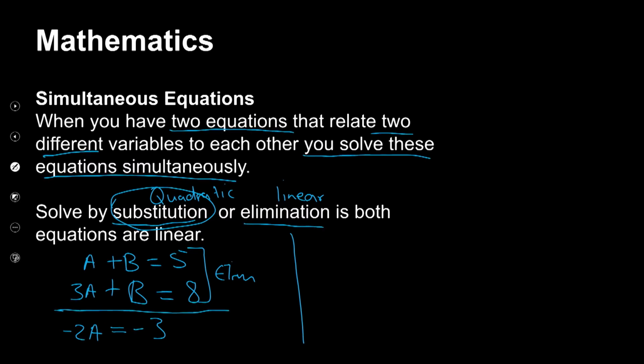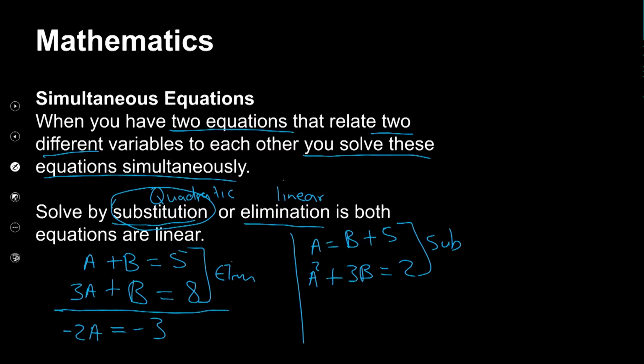Or if now I have A equals B plus 5, and I have A squared plus 3B equals 2. You can already see here that I cannot use the elimination method because the elimination method depends on me cancelling one of the variables, either using subtraction or addition. So I will then use the substitution method here.